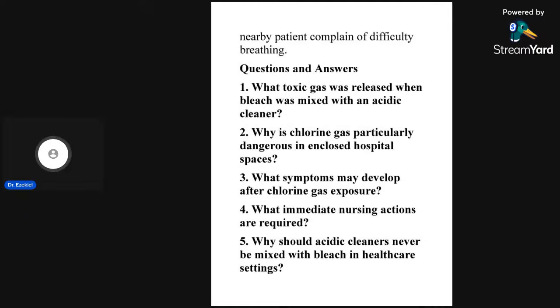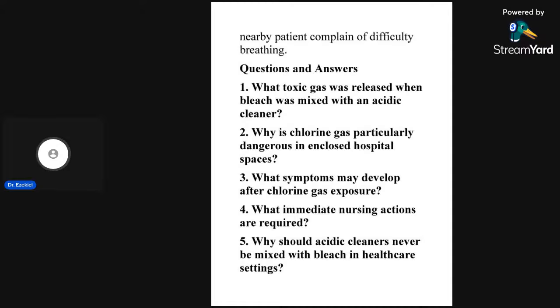All right. What symptoms may develop after chlorine gas? Cough, shortness of breath, skin irritation, eye irritation, and those are respiratory symptoms. So in case you run out of ideas, once you know that it can cause inflammation of the lungs, any symptoms that come to your mind that affect the respiratory system, you are good to go.